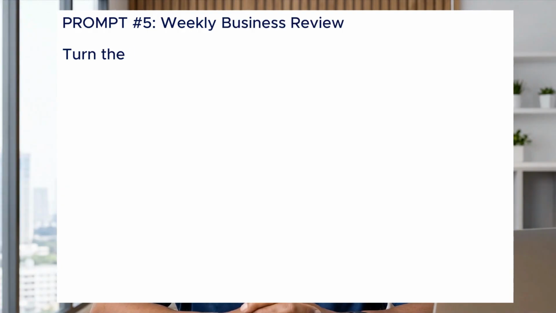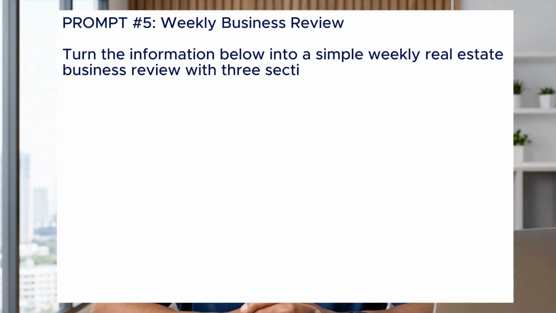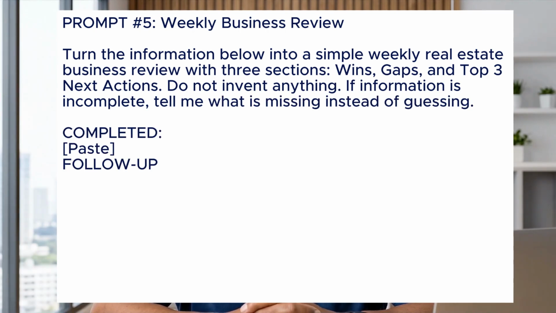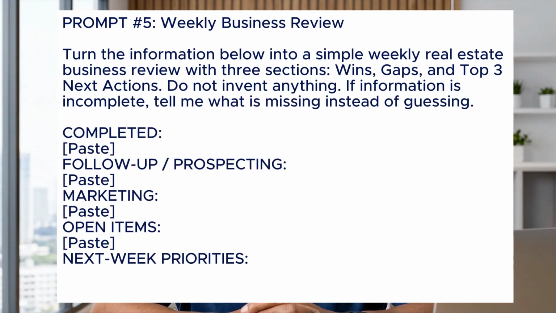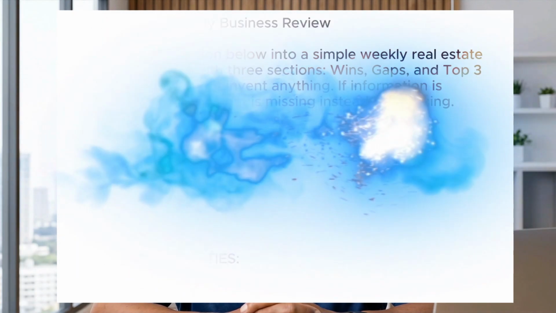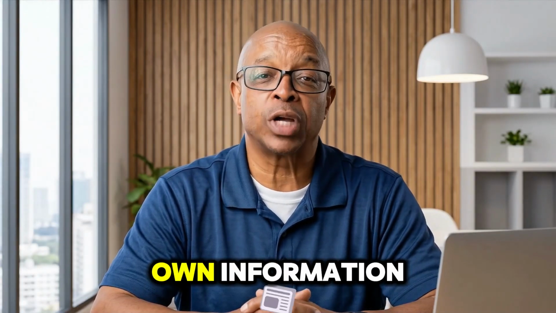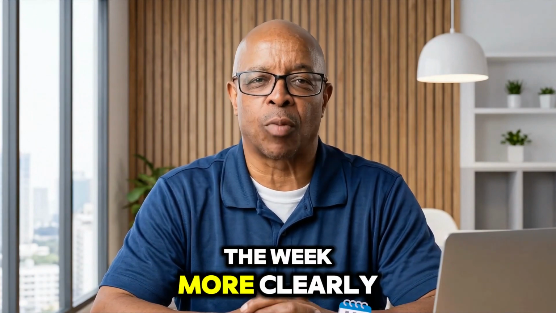Then use this prompt. Turn the information below into a simple weekly real estate business review with 3 sections: wins, gaps, and top 3 next actions. Do not invent anything. If information is incomplete, tell me what is missing instead of guessing. Then paste your lists. What I like about this workflow is that AI is not grading your business. It is not predicting your income. It is not telling you whether you are a good agent.